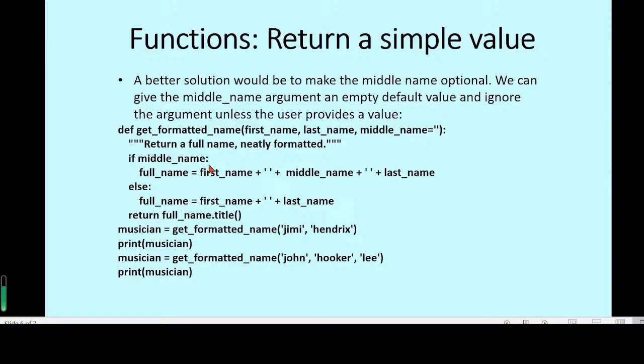If middle name means if the middle name is not empty, which means the user inputs a middle name, then the full name is the concatenation of these three names together. Else means the user did not input a middle name, so the full name is only the first name concatenated with the last name. Then in the end, the function returns the full name in title form. So when we call this function, whether the person has a middle name or not, this function works.